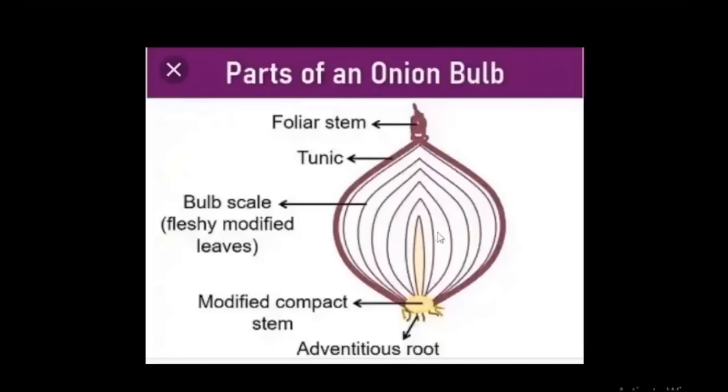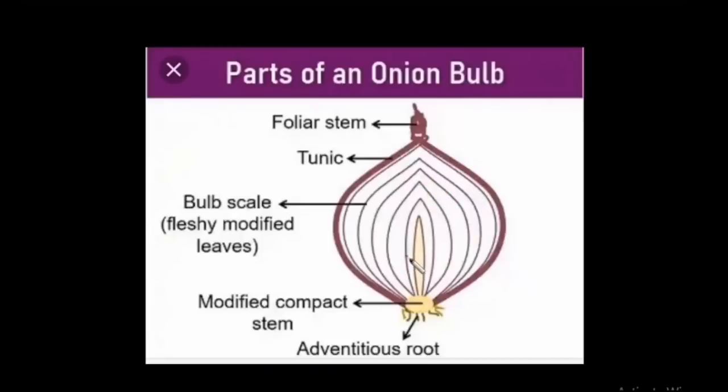Now this is a cut diagram of our specimen, which is specimen I, part of an onion bulb. When it is cut longitudinally from top to bottom, you can see this part here, which happens to be the modified compact stem, and underneath here we have the adventitious root. All of this part here that is eaten, inside the onion, is called the bulb scale. That is the fleshy modified leaves.